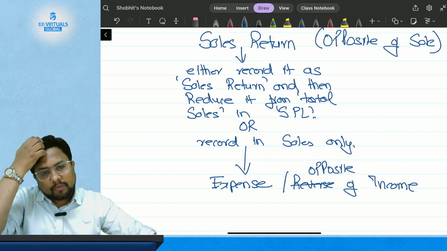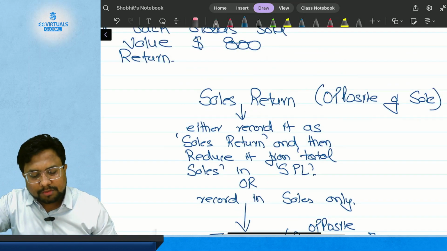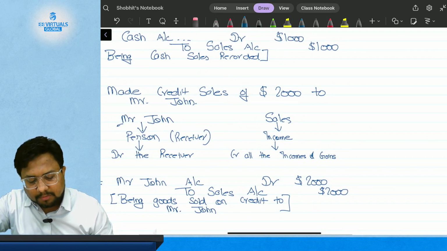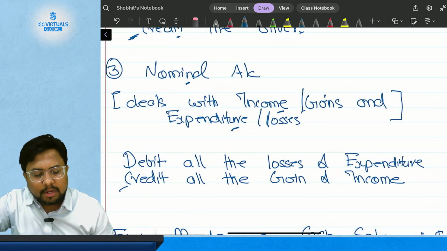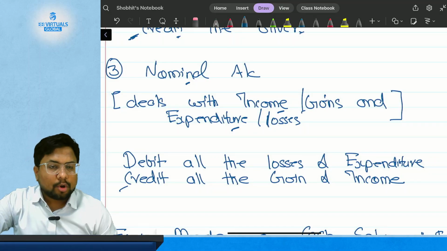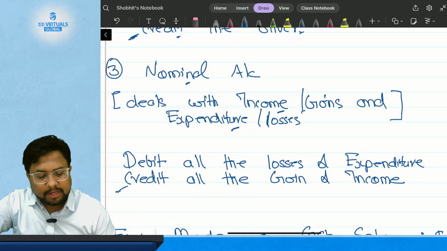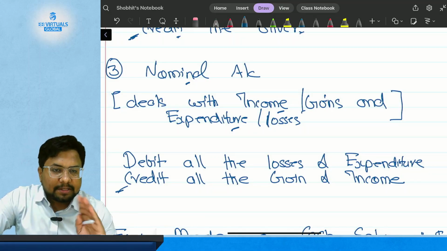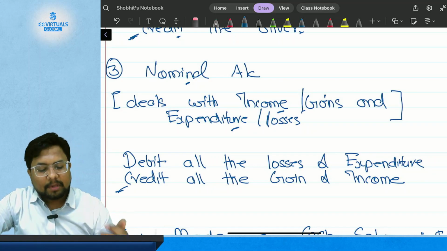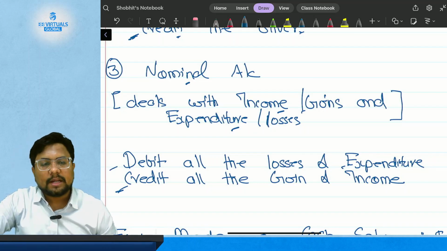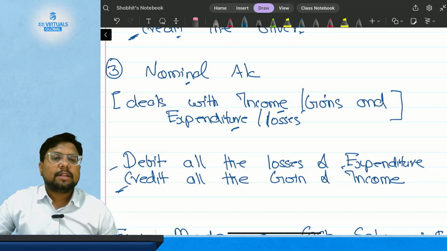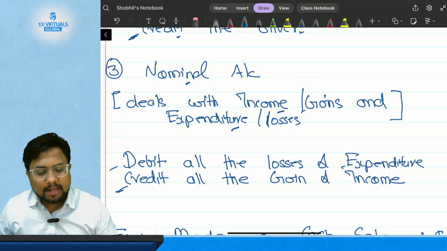Now when it comes to treatment, sale was the income and it was dealt with a nominal account, and the rule is debit all the losses and expenditure, credit all the income and gains. So sale return is not income, so what will it become? It will become the expenditure. And what is the rule saying? Debit all the losses and expenditure.